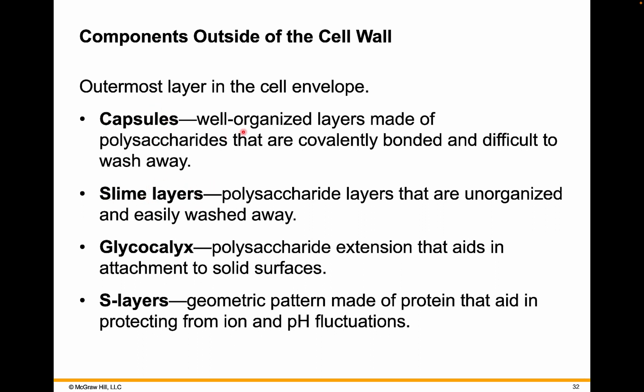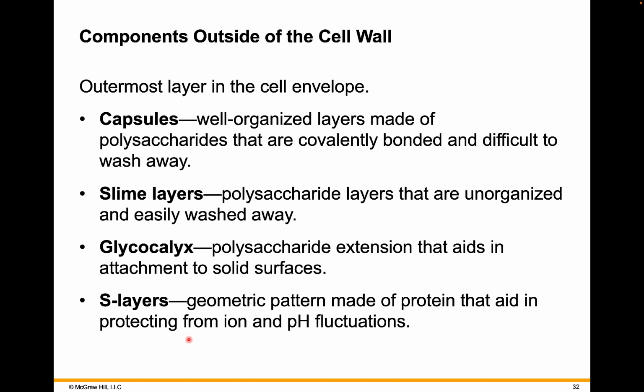The capsules are the glycocalyx that are well organized, made up of polysaccharide, covalently bonded, and difficult to wash away. So they are a well organized glycocalyx. Whereas the slime layer also is glycocalyx. They are made up of the same polysaccharide, but they are unorganized, easily washed away, and not covalently bonded either. So these are the two different types of glycocalyx.